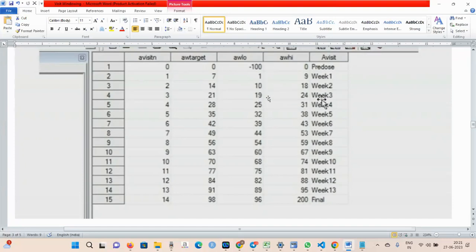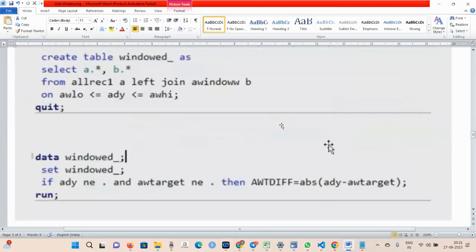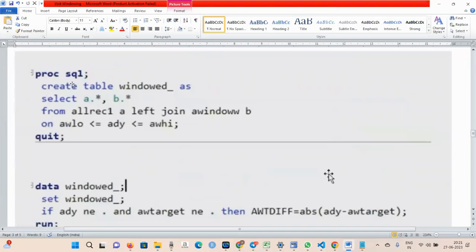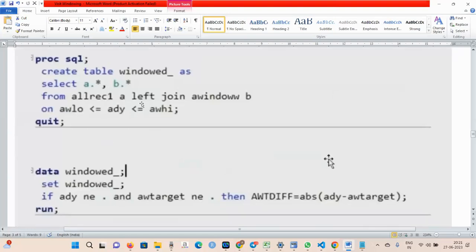So they have given the lower range and the upper, higher range. Okay, so this is the calculation, the programmatic way we have to do it. This is some kind of patch code. You can use it to do the window calculation, visit window calculation.